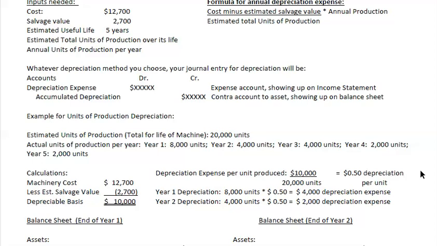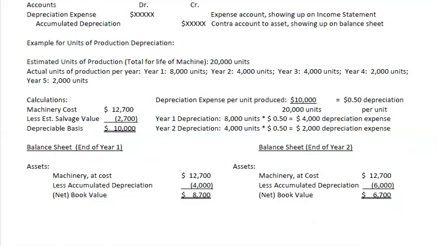Every time this machine stamps out a widget or whatever we're producing, we're wearing that machine out 50 cents worth. And so year one production, we're estimating 8,000 units. So we're going to say, hey, that 50 cents times that 8,000 units, our annual depreciation expense is going to be $4,000 for the first year. So we put that into our depreciation journal entry. And after the first year, it's going to be what? Cost minus accumulated depreciation gives us our net book value.